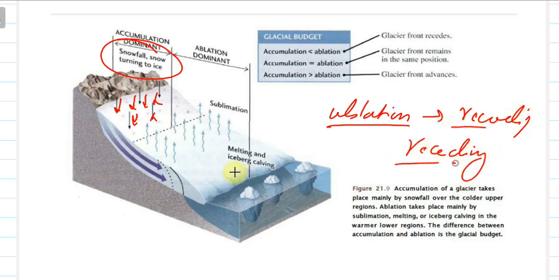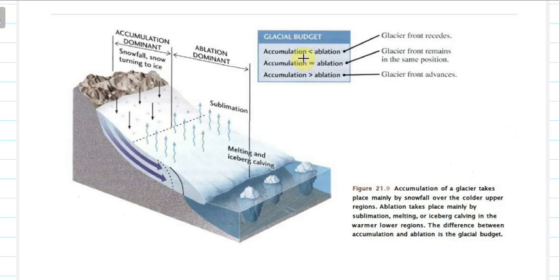रिसीडिंग यानी कि कम हो रहा है, तो ऑब्वियसली ग्लेशियर कहां पे रिसीड होगा, लोअर एल्टीट्यूड पे रिसीड होगा। ठीक है, इवेपोरेट होगा, सबलिमेशन होगा आइस का, ग्लेशियर कार्विंग होगी, तो वो जोन जहां पे ग्लेशियर रिसीड हो रहा है, that zone is known as zone of ablation. Okay, so if the ablation is more than the accumulation, then the glacier will recede.